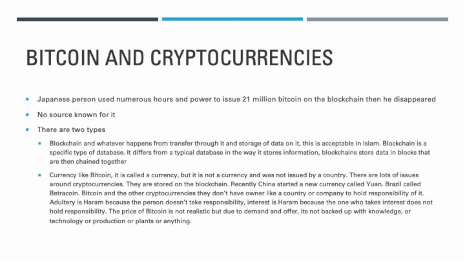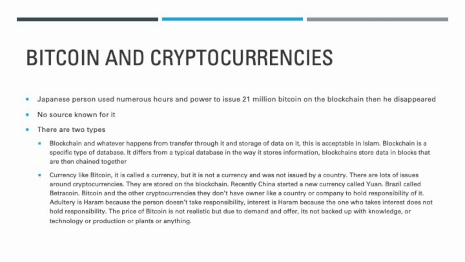There are lots of issues around all of these cryptocurrencies. And we are going to discuss them one by one. And we are going to end up saying what forms a halal cryptocurrency. And so is there any halal cryptocurrency that exists that we can use? So these currencies are stored on the blockchain.